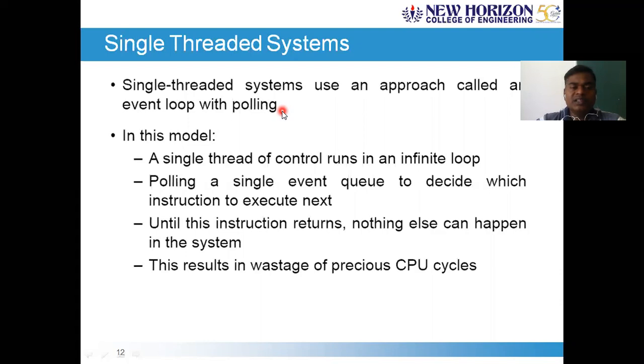In this single-threaded model, a single thread of control runs an infinite loop. Infinite loop means all the set of instructions assigned for that single thread should be able to complete, polling the event queue to decide which instruction to execute next. I mean, the next process should wait until the existing allotted process completes its task. And if there is a delay in the execution of the instructions, of course the CPU cycles get wasted.